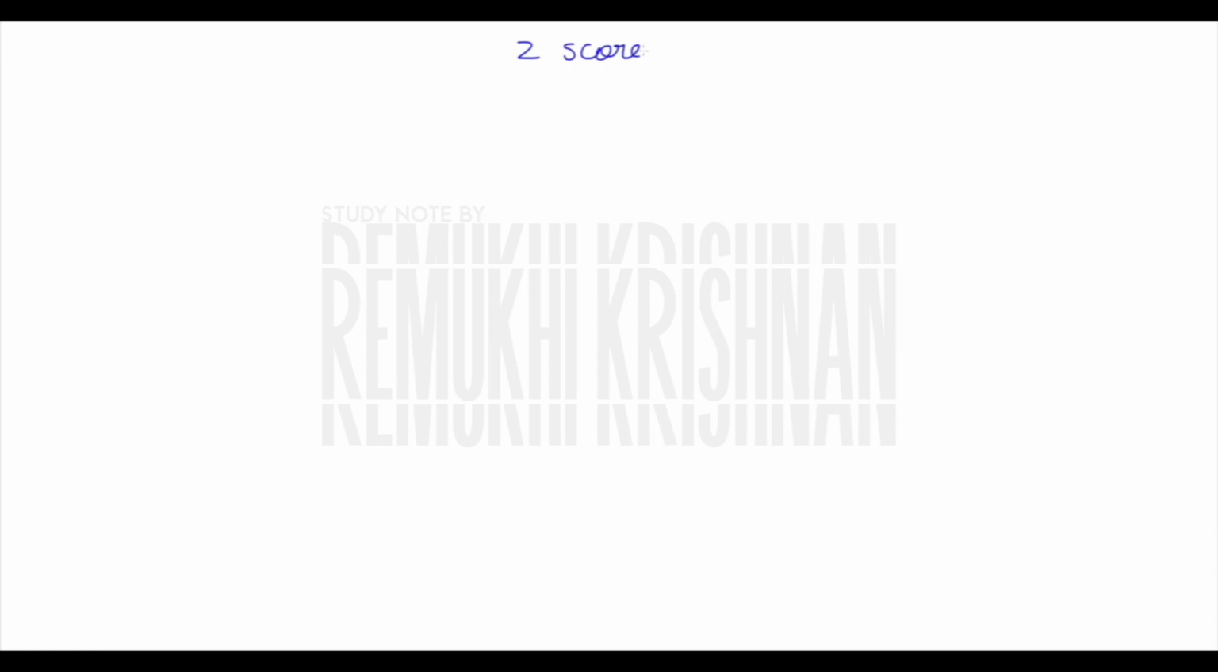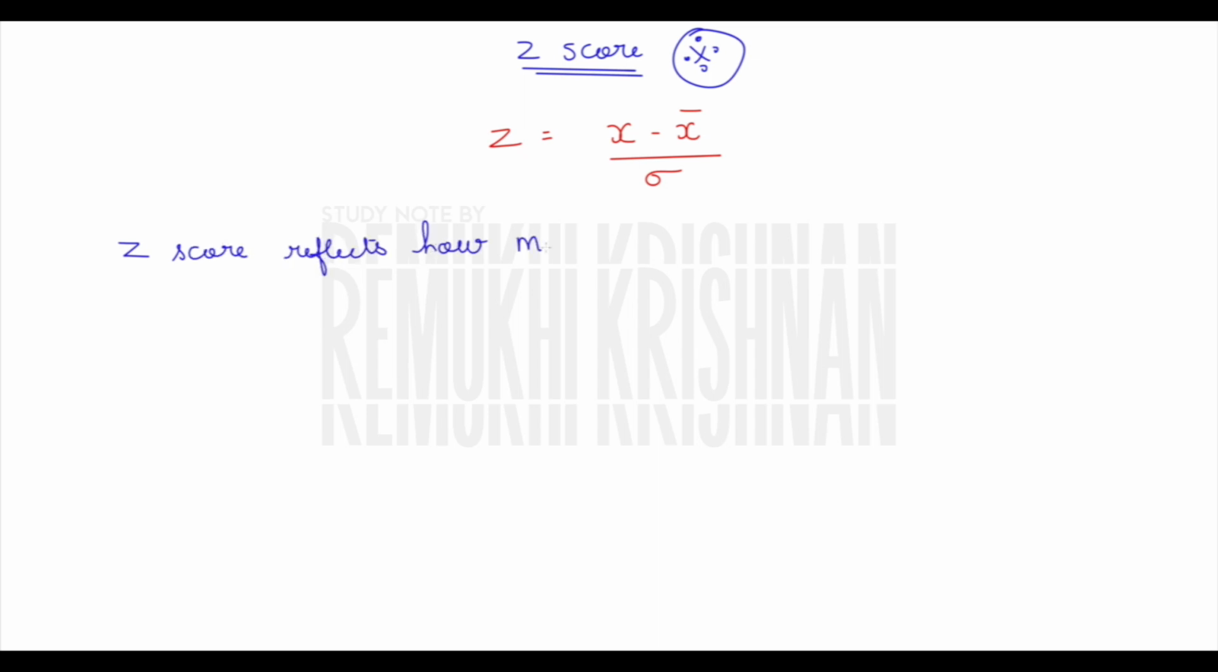The one part to be learned here is about Z score when it comes under the bell curve. So this Z is equal to X minus X bar divided by sigma. So what does this Z score help us with? This Z score helps us to find the probability, that is, it reflects how many standard deviations above or below the mean a raw score is.